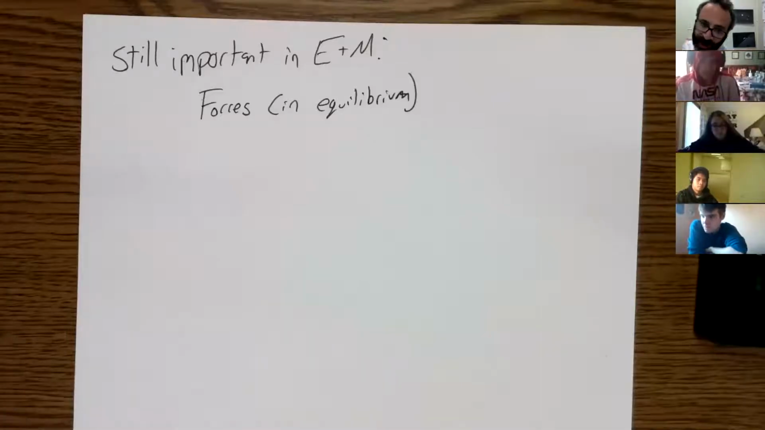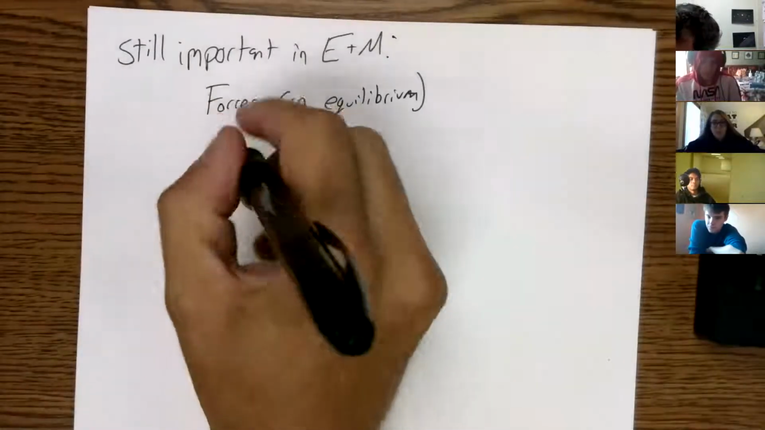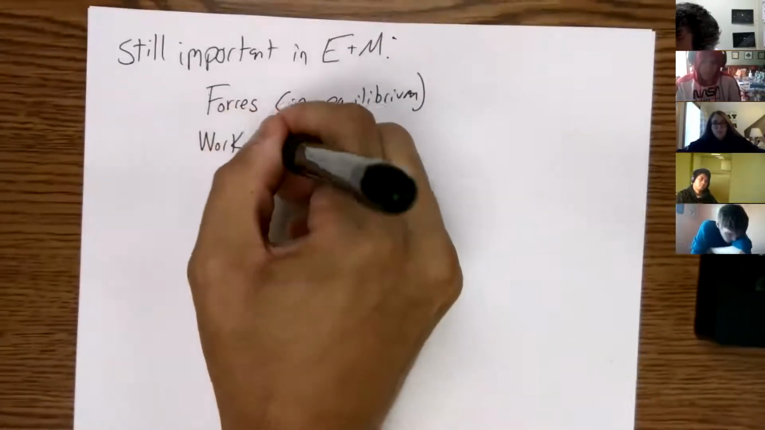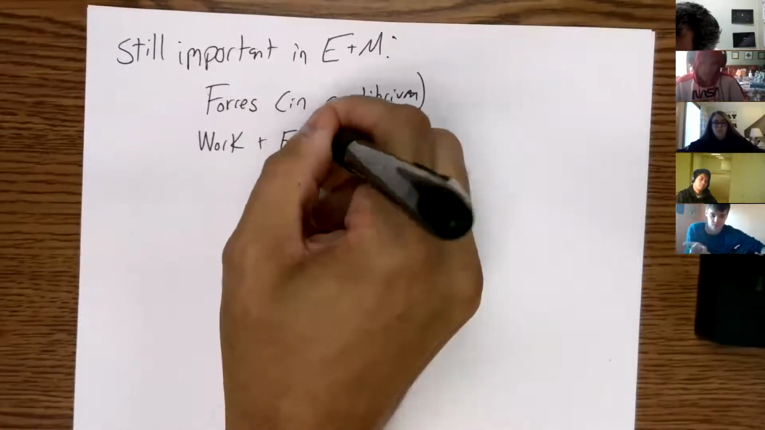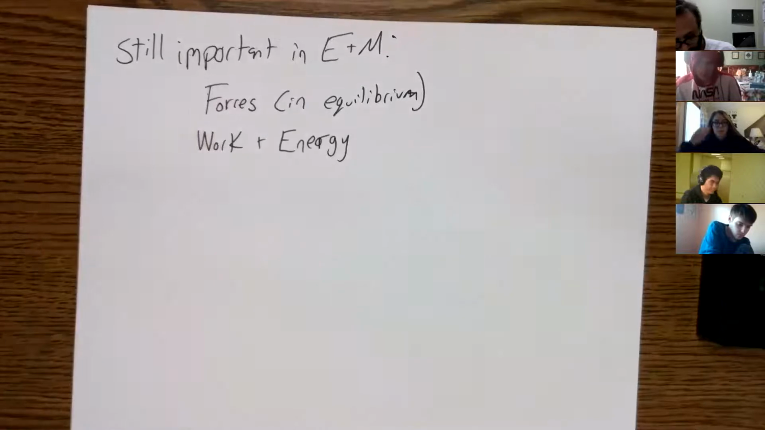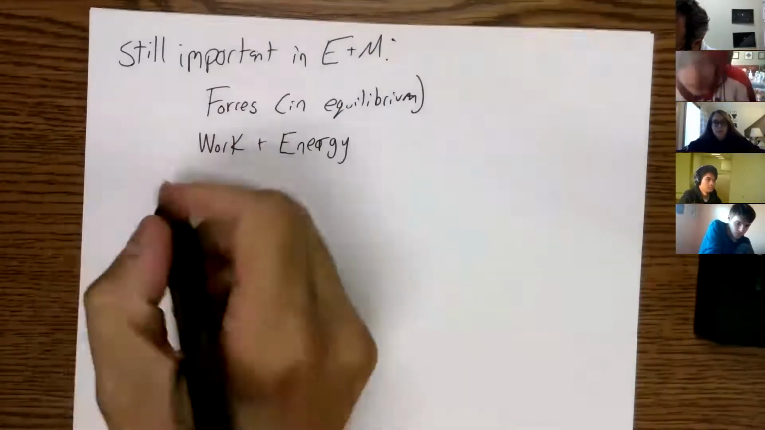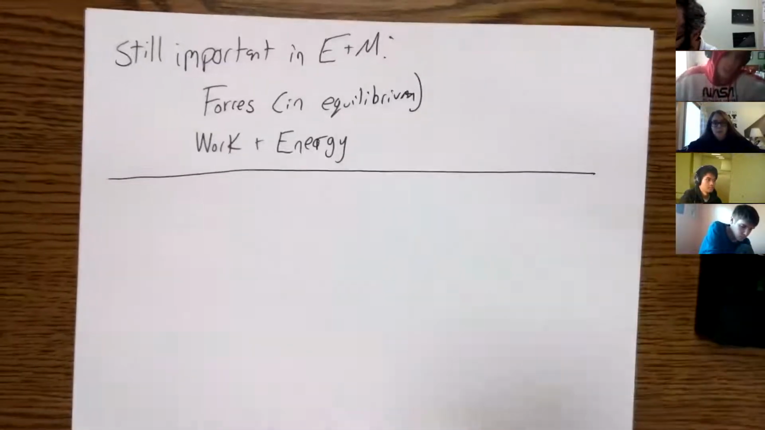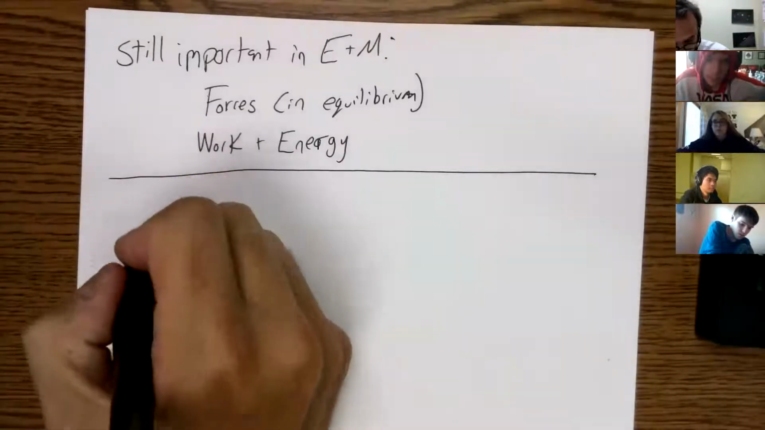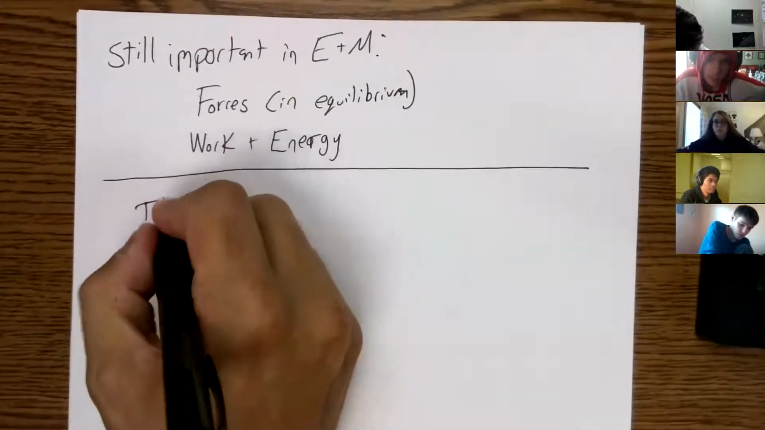So still important in E&M are forces in equilibrium and also work and energy. Those you should have done in your mechanics class. Now getting into E&M. So basically we start with, there's a fundamental property of matter called charge.